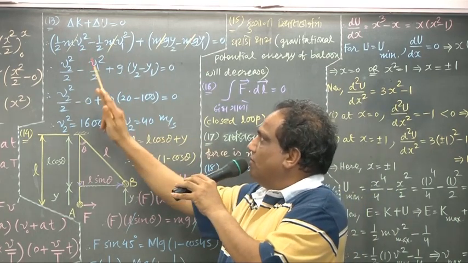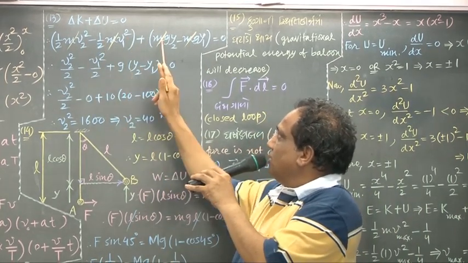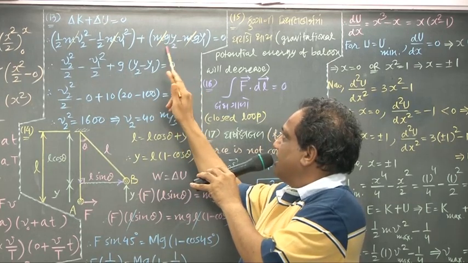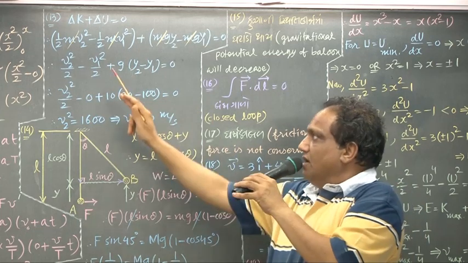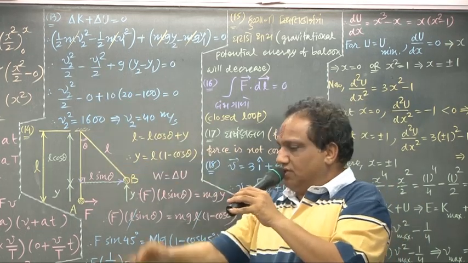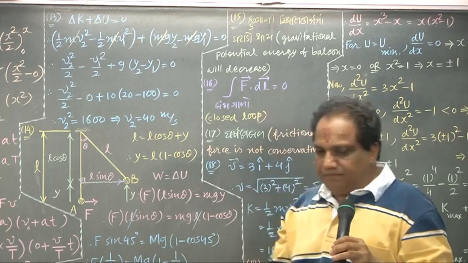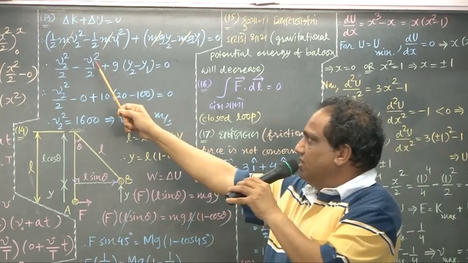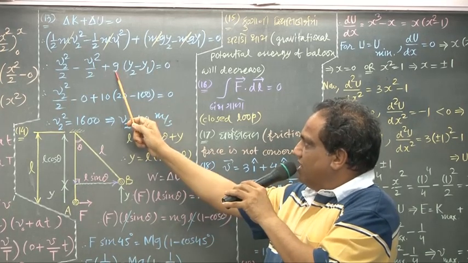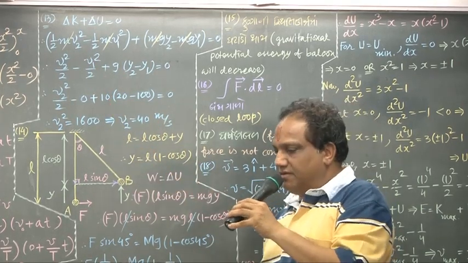V2 square upon 2 minus V1 square upon 2 plus g, I can take common inside the bracket, Y2 minus Y1, that equals 0. Now V1 is the initial velocity. So you see, initially the body was at rest, so initial velocity is 0. g value, 10 meter per second square. Have they given?